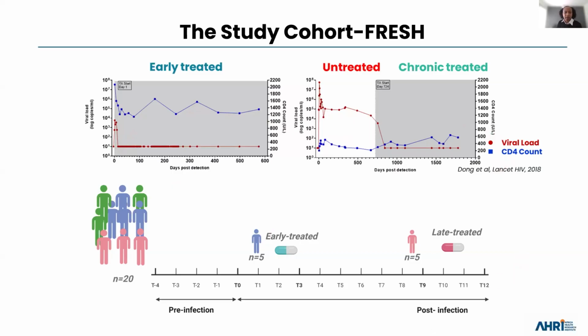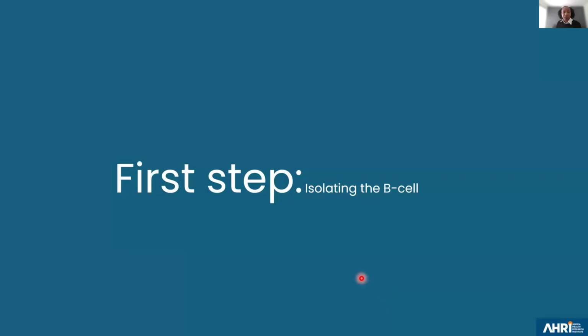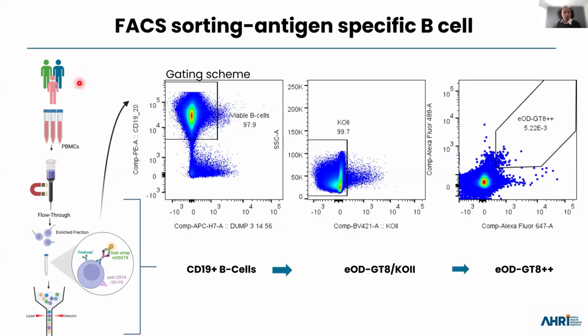Okay, so for this study, the first step, of course, is to isolate the B cell, because we are looking for a specific type of B cell. So we start off from the PBMCs from our participants, and then we use a magnet selection. We are trying to enrich for just B cells, particularly those which generate broadly neutralizing antibodies.